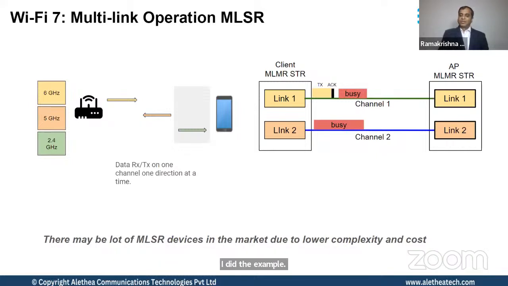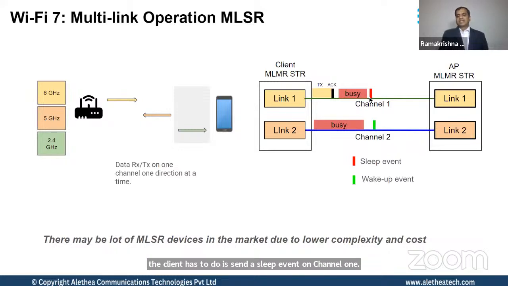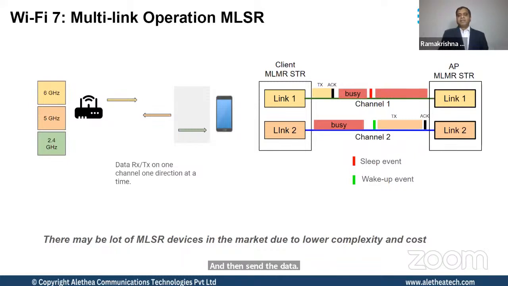Once link 2 is available, what the client has to do is send a sleep event on channel 1 and a wake up event on channel 2, and then send the data. So MLSR uses the traditional power management bit that is normally sent in null frames, QoS null frames, to sleep and wake up. Hence, it is far slower than EMLSR, but all the same, there is a possibility of channel switch and improvement of latency.